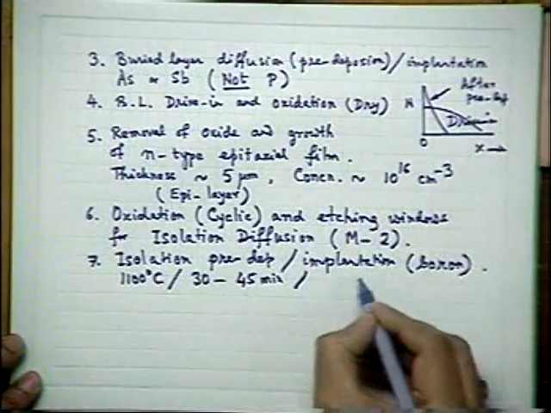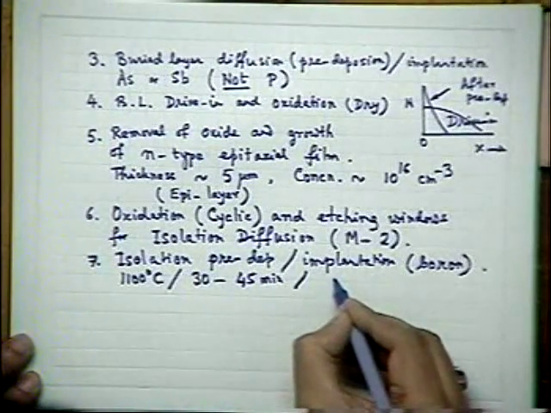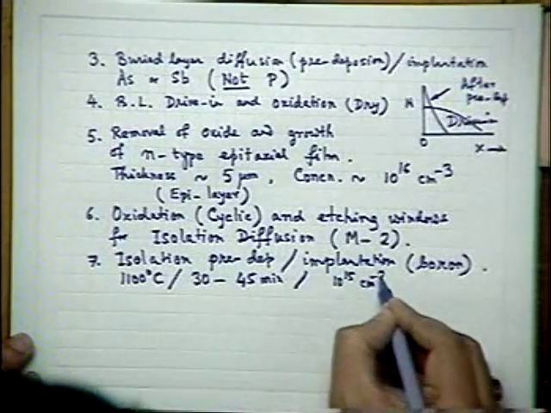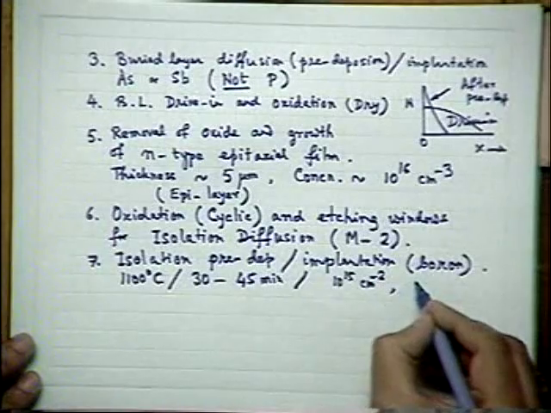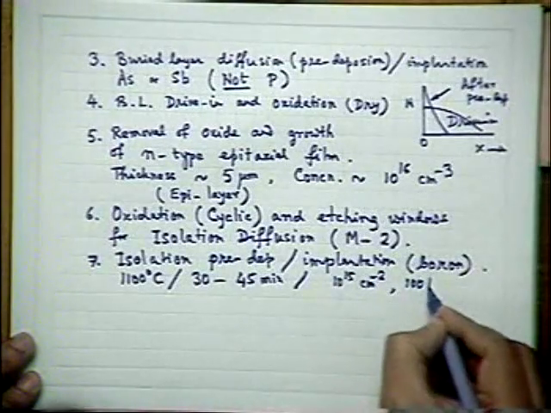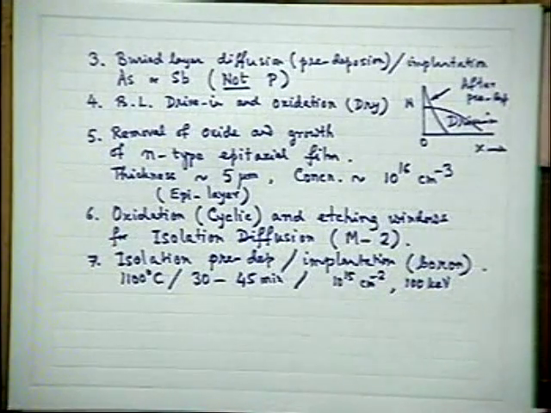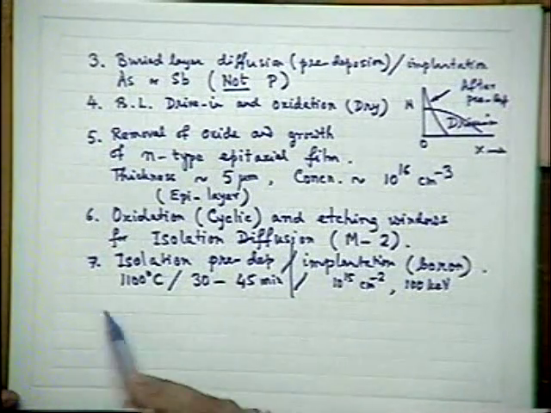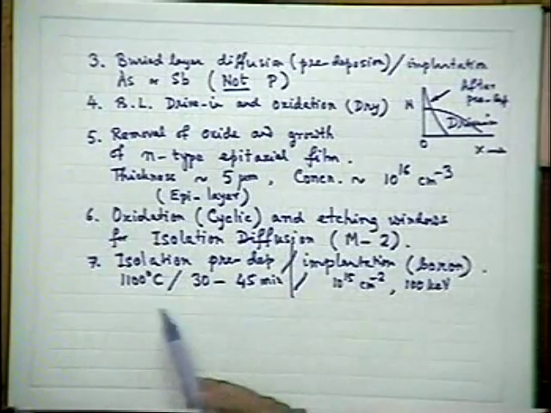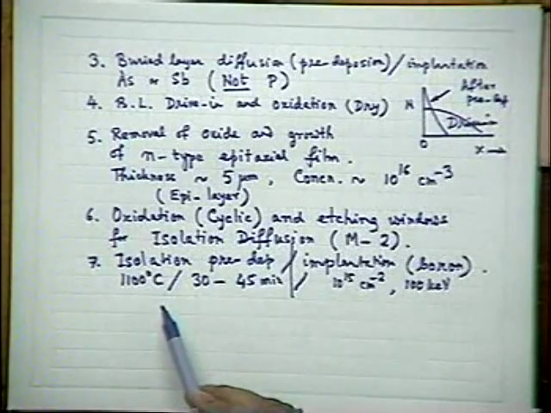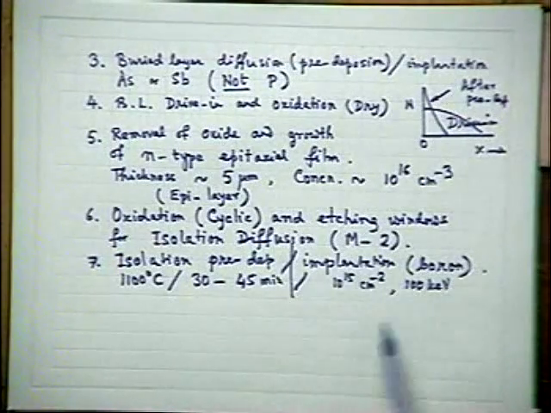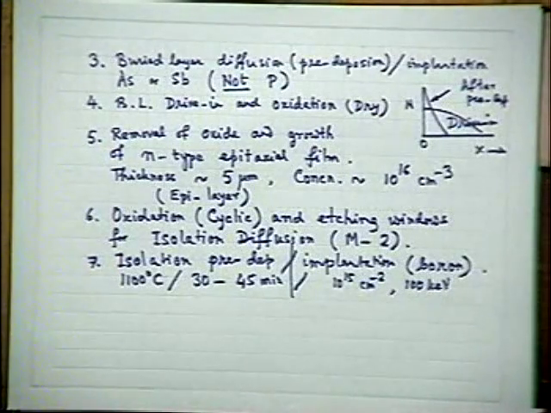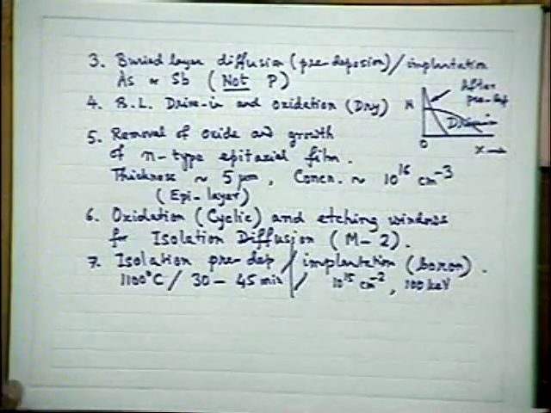And for implantation, the typical dose may be 10 to the power 15 per centimeter square. Energy may be 100 keV. Okay, these are the typical specifications for isolation pre-dip diffusion, whereas for implantation, these are typical specifications. Typical, and there's nothing sacrosanct, but it is typical.